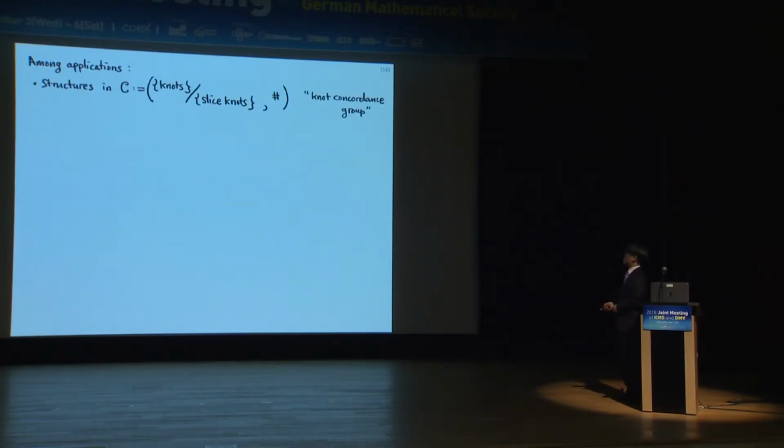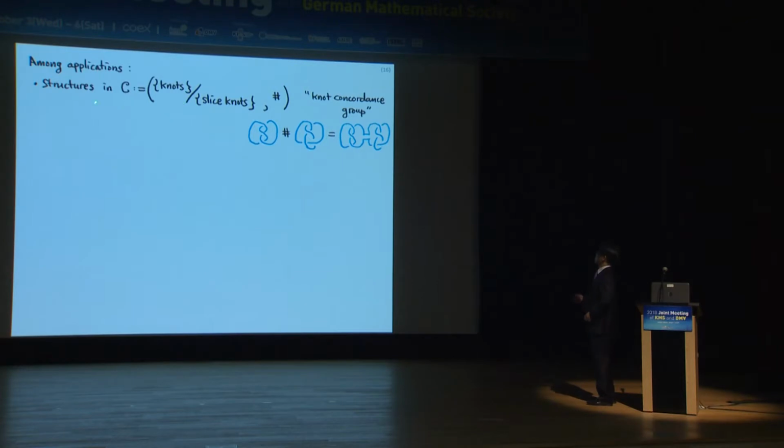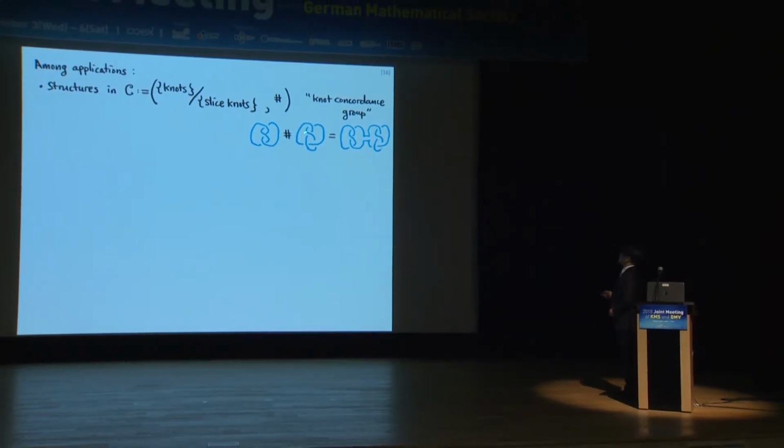Okay, so among applications, many people studied the knot concordance group. This is the set of equivalence classes of knots modulo slice knots, where the group operation is given by connected sum. What is connected sum? Here is a knot, another knot, just connect them, okay? The picture is much easier to understand. So this is the group operation. It becomes a group under this, and understanding the structure of this abelian group is a major problem.